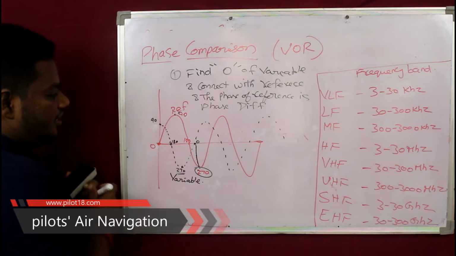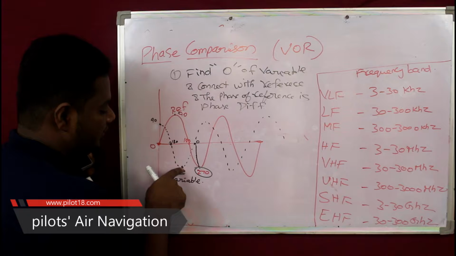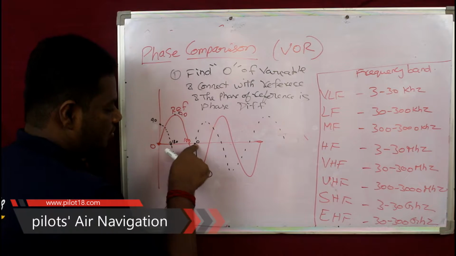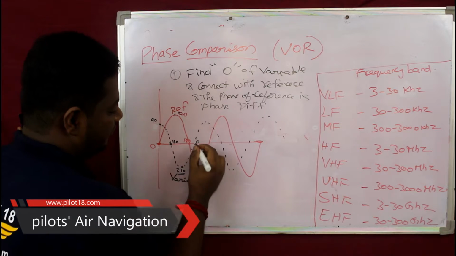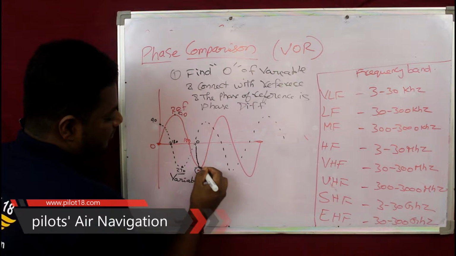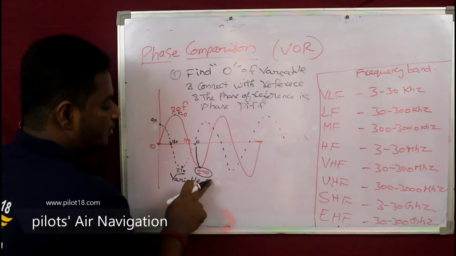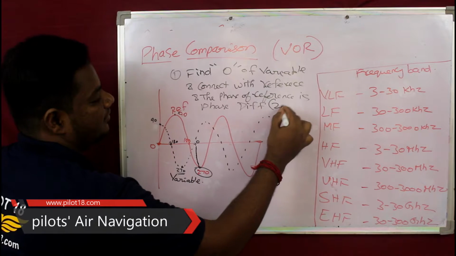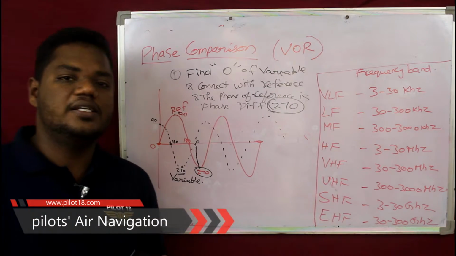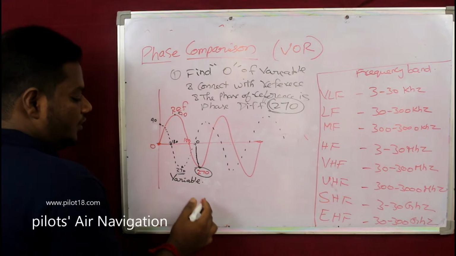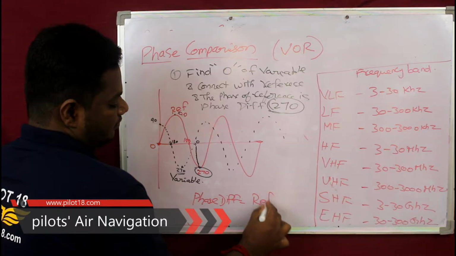So step 1, I find 0 of my variable wave: 90, 180, the bottom is 270, and this is 0. The 0 I'm going to connect with the reference wave. So here was my 0. If I draw a straight line which connects to my reference at 270 phase, 0, 90, 180, 270, right? So 270 is my phase difference. My phase difference is 270. Alright, in mathematical terms, the phase difference formula is reference minus variable.